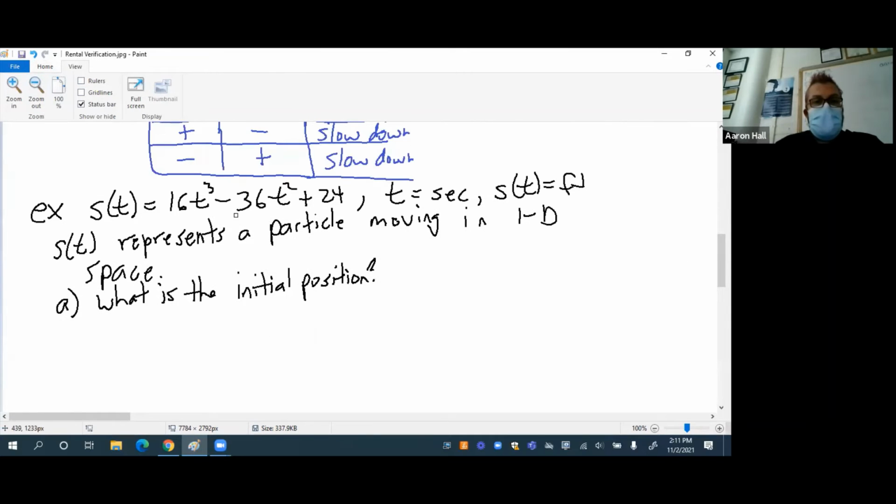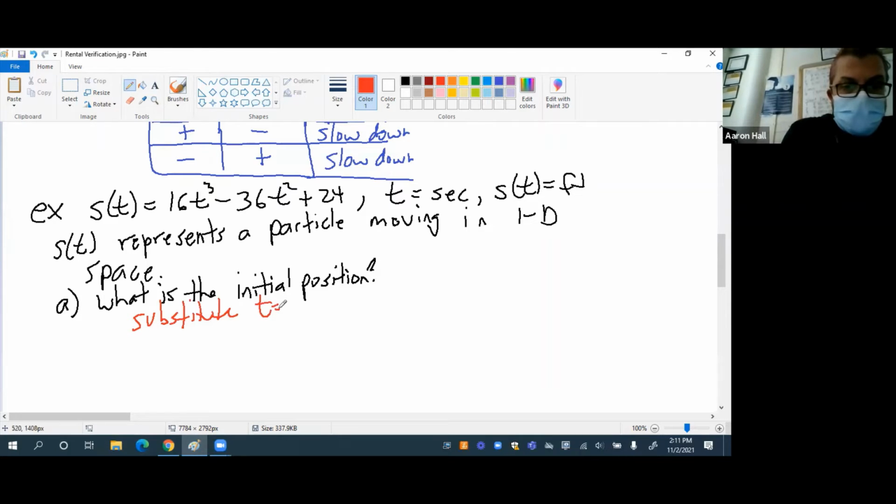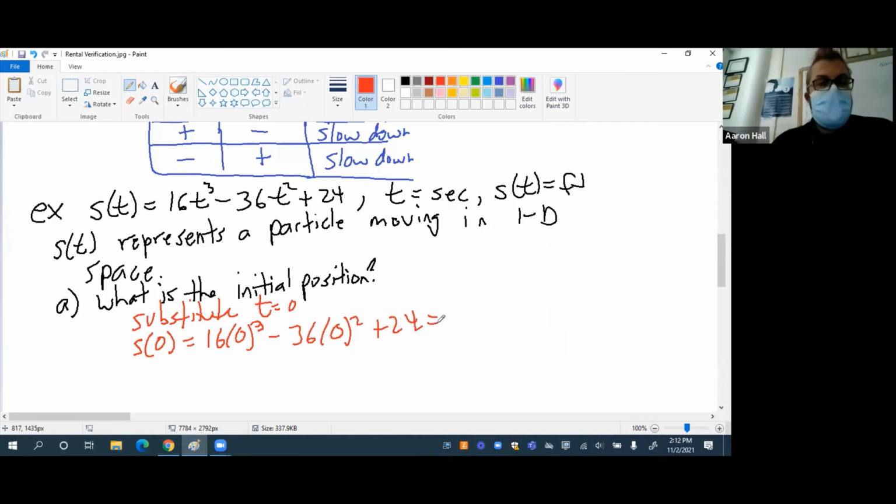Yeah, that's exactly what you do. So when time is 0, that's the initial conditions. So we substitute t equals 0. That gives me S of 0 equals 16 times 0 cubed minus 36 times 0 squared plus 24, which gives me what? Just gives me 24. 24 what? What does that mean? 24 what? What are my units? Feet in what direction?